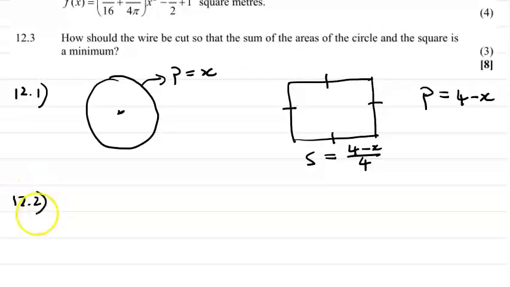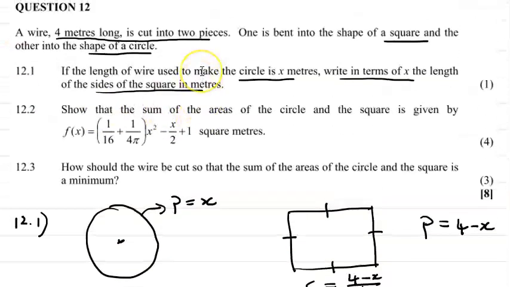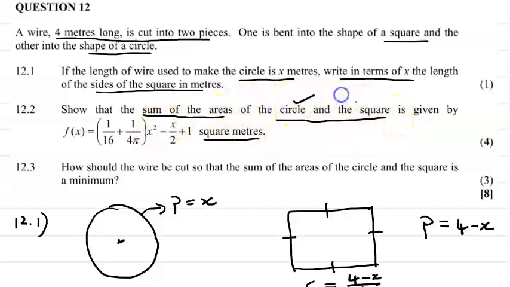12.2. In 12.2, we say show that the sum of the areas of the circle and the square is given by f of x equals 1 over 16 plus 1 over 4 pi times x squared minus x over 2 plus 1 square meters. That sounds like a mouthful. Basically what they want us to do is to find the area of each one of these figures, the area of the circle and the area of the square. Let's see if we can do that.